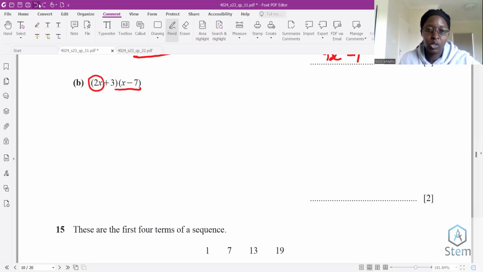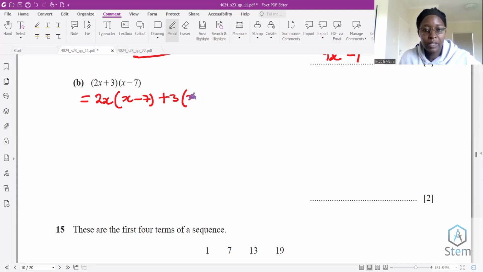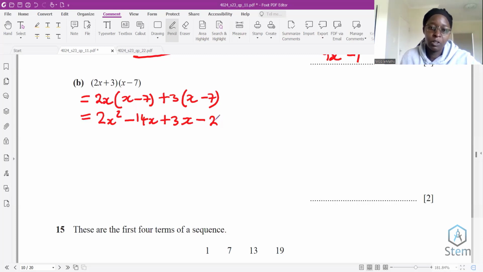That's basically what I'm going to do. Okay, so I'll have this equal to 2x multiplying x minus 7, then plus 3 multiplying x minus 7, like that. So I'm going to get 2x by x, that's 2x squared. 2x by minus 7, that's minus 14x. Then plus 3 times x, that's a plus 3x there. Then 3 by minus 7, that's a minus 21.